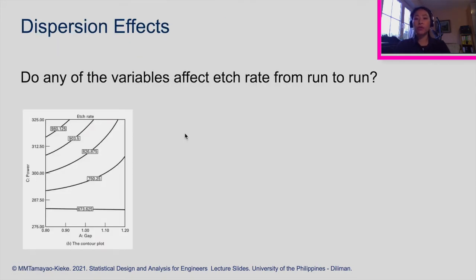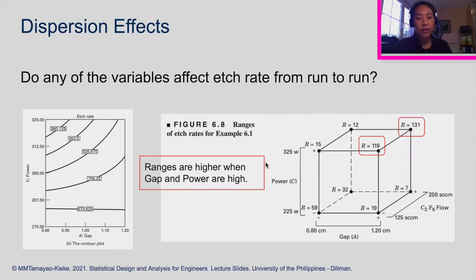Now, you might also want to ask the question, do any of the variables affect the response variable from run to run? So in our previous example, it's the etch rate. Let's look at the ranges of the etch rates that were observed from the experiment. And you can see here that the ranges are higher when the gap and power are high. So as you can see here, gap on the x, flow on the z, and power on the y axis.